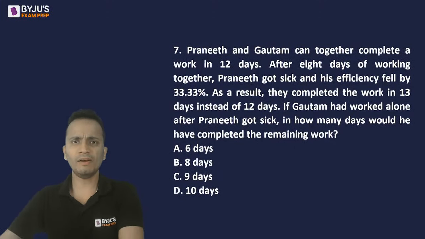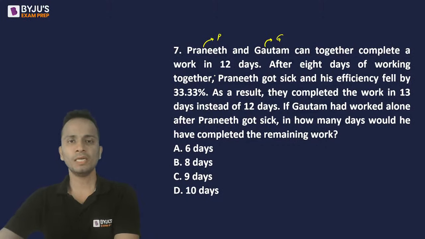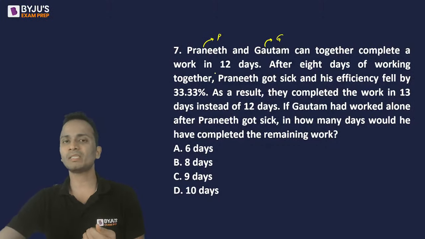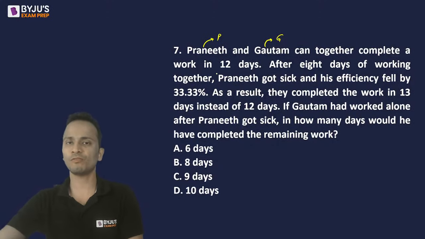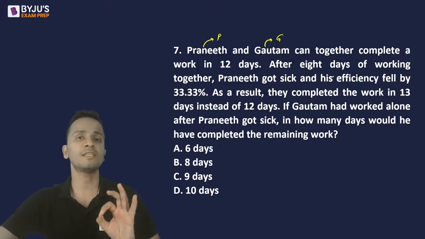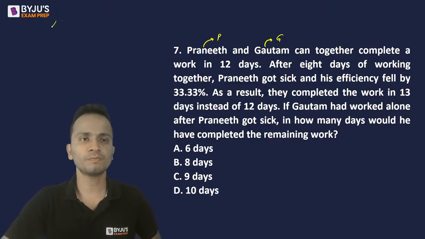So I will start by assuming that 1 day work of Praneeth is P and 1 day work of Gautam is G. Now, in 12 days, the total work will be 12P plus 12G, 12-day work of Praneeth and 12-day work of Gautam. But they have worked for 8 days, and now the work which they can finish in 4 days is the remaining work. So I'm concerned about the remaining work.